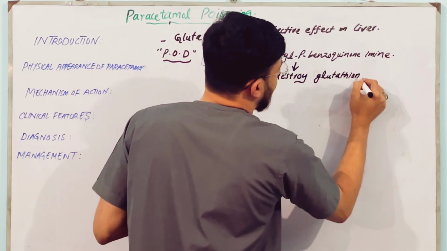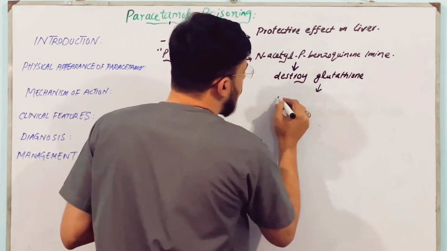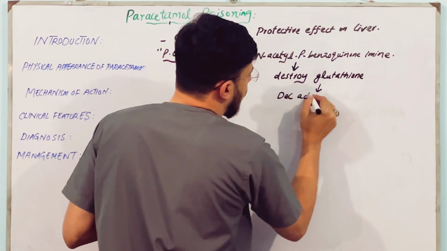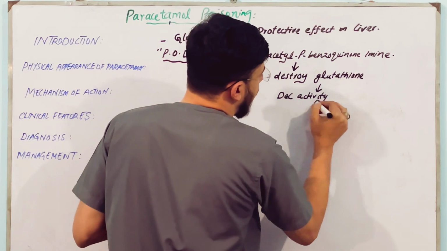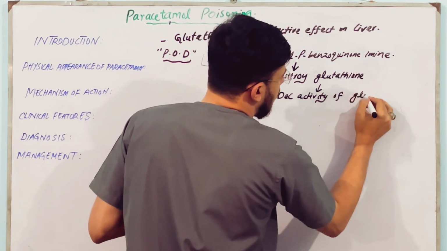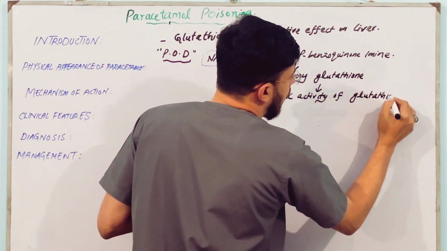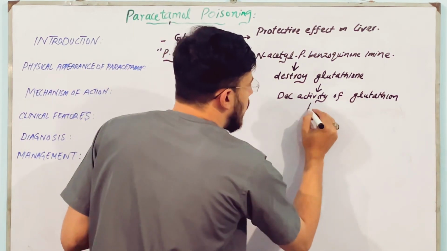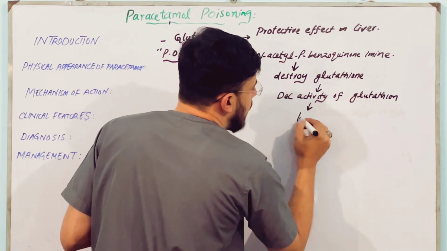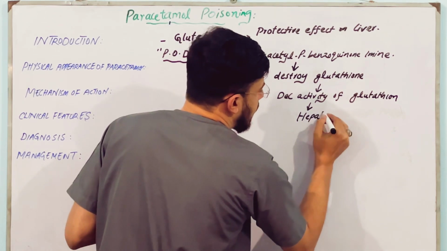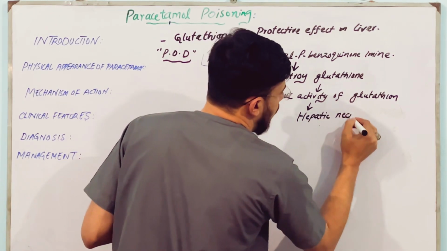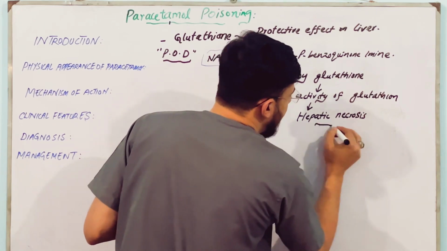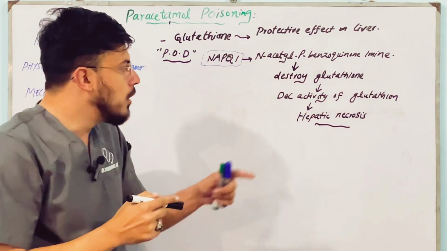Once the glutathione gets destroyed, there will be decreased glutathione activity in the liver, and this may lead to susceptibility to hepatic necrosis. That's how paracetamol overdose leads to hepatic necrosis.